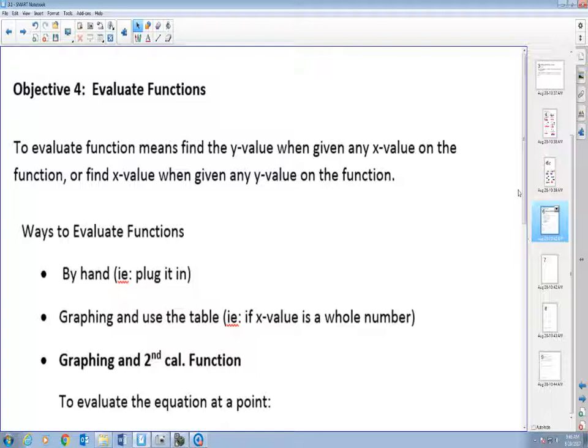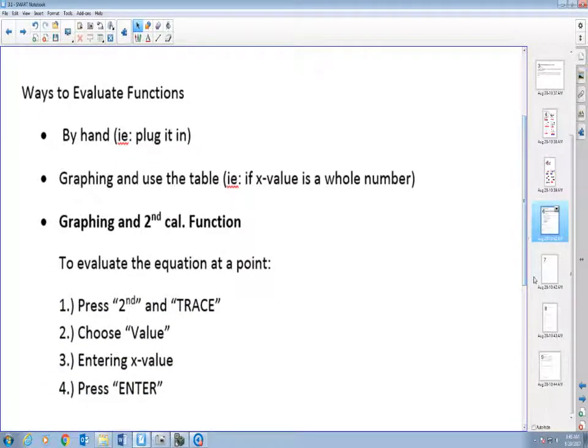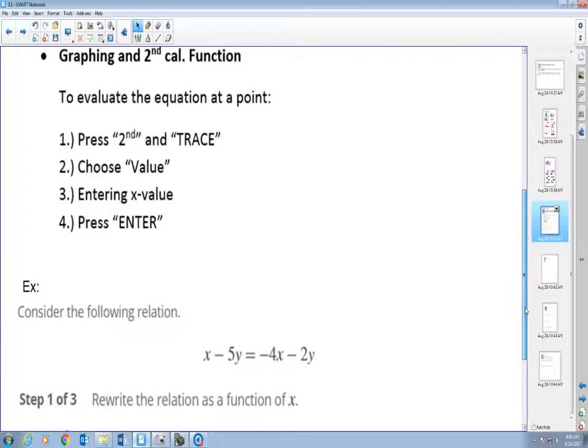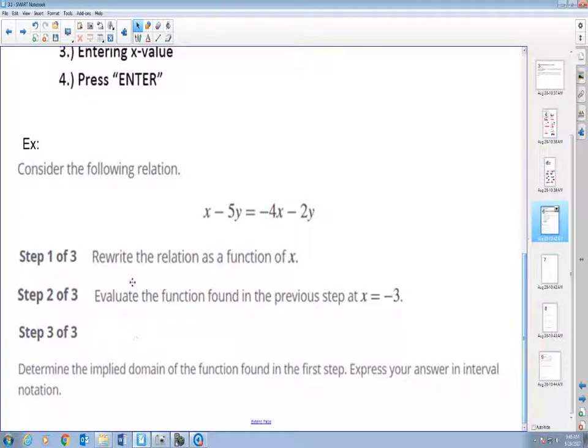So we can either evaluate a function by hand, by simply plugging into the function and working it out by hand, or we can graph the function and use a table. That will only work if the x value is a whole number. If the input x value is not a whole number, like a fraction or a decimal, then we can graph the function and use the second calc function on the calculator to evaluate. I will show you how to do all three of these in a minute when we run into an example.